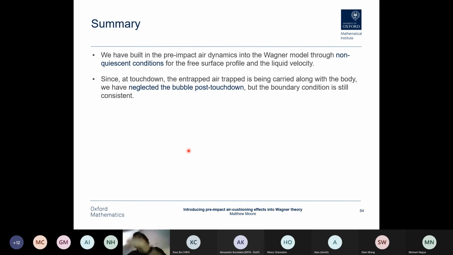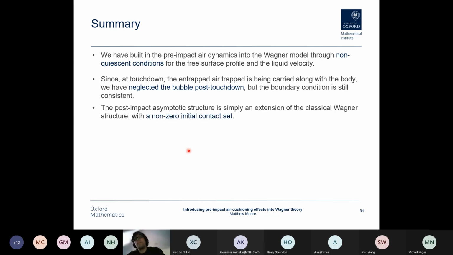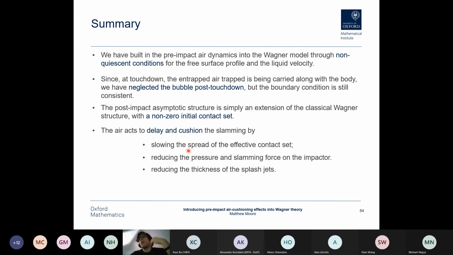We did that, and we were able to solve the resulting Wagner problem. That was essentially extending the Wagner theory to something with a non-zero initial contact set. And we worked out that the air delays and cushions the slamming, reducing the slamming force, reducing the thickness of the jets, and slowing the spread of the contact set.